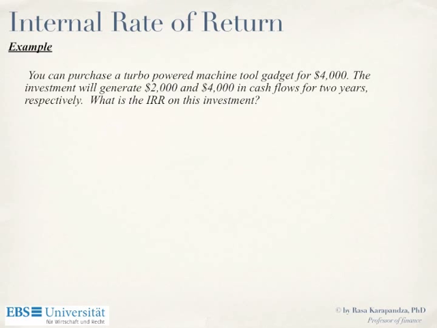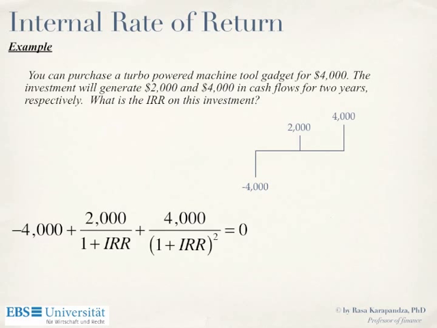You have an investment of 4,000 that will generate 2,000 and 4,000 in the next 2 years. So what does it mean? Today, you invest 4,000. In a year from now, you get 2,000. In 2 years from now, you get 4,000. Now, the internal rate of return is a rate that you use to discount your cash flow stream that will give you a net present value equal to 0. In this case, I'm telling you this is 28.08%.